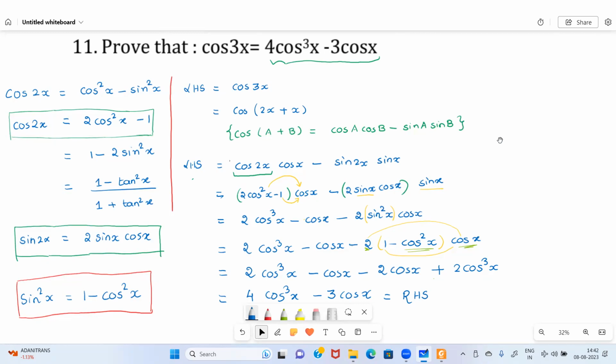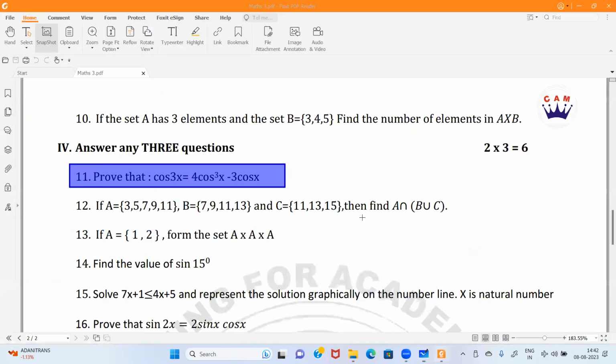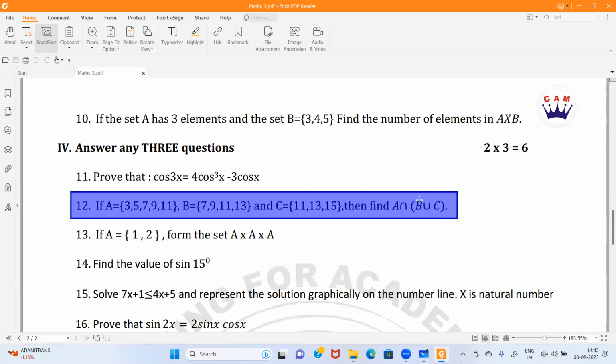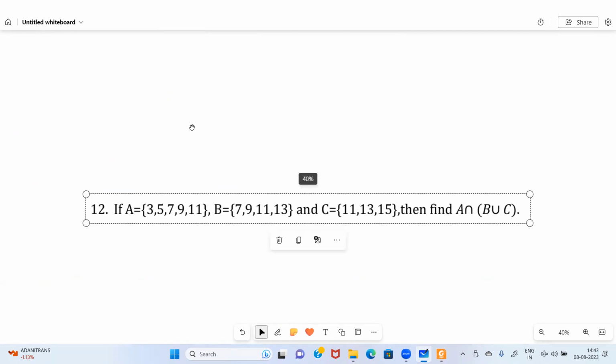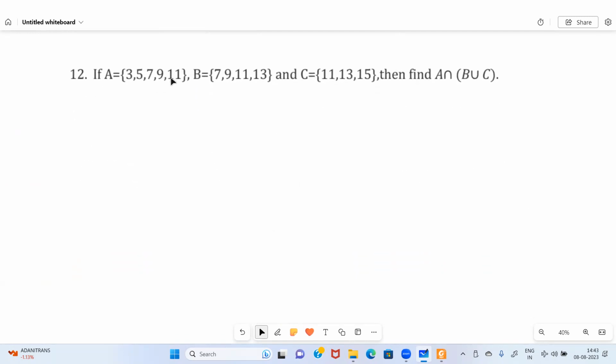Okay, students, I hope it's very clear to you. Let's move on. Let's move on to the next question, students. Question number 12. A very simple question from sets. Set A is given, set B is given, set C is given. We need to find out what is A intersection B union C.